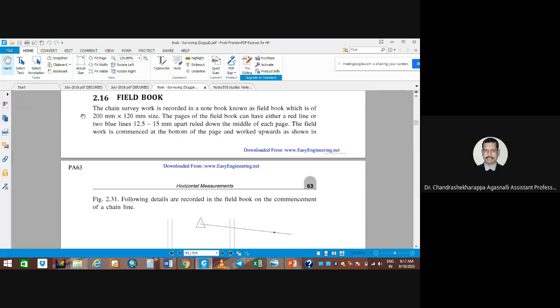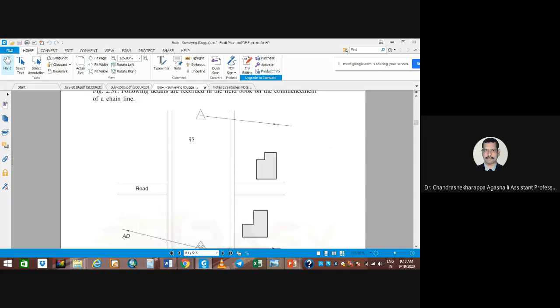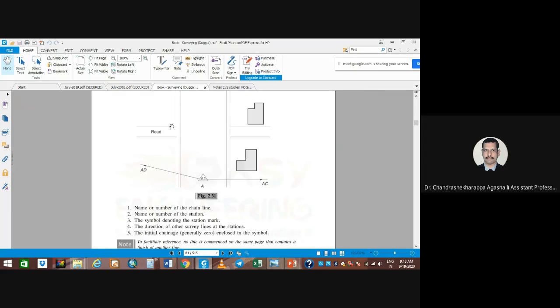Say, for example, chain survey work is recorded in a notebook known as a field book. We also call it a level book. It is 200 mm by 120 mm in size, a small book. The pages of the field book can have either a red line or two blue lines. The fieldwork is commenced from the bottom of the page and proceeds in the upward direction.